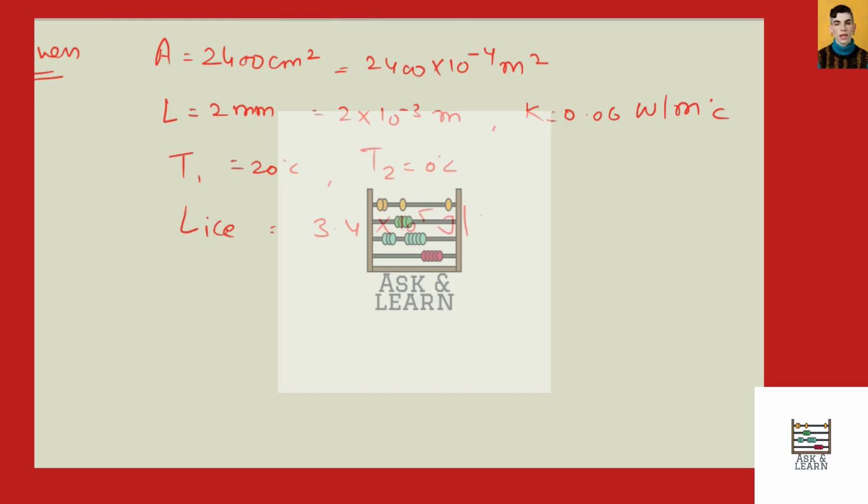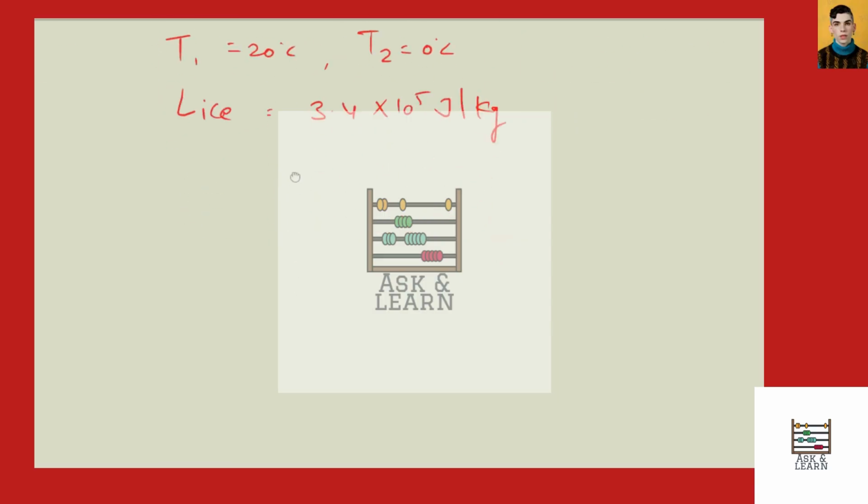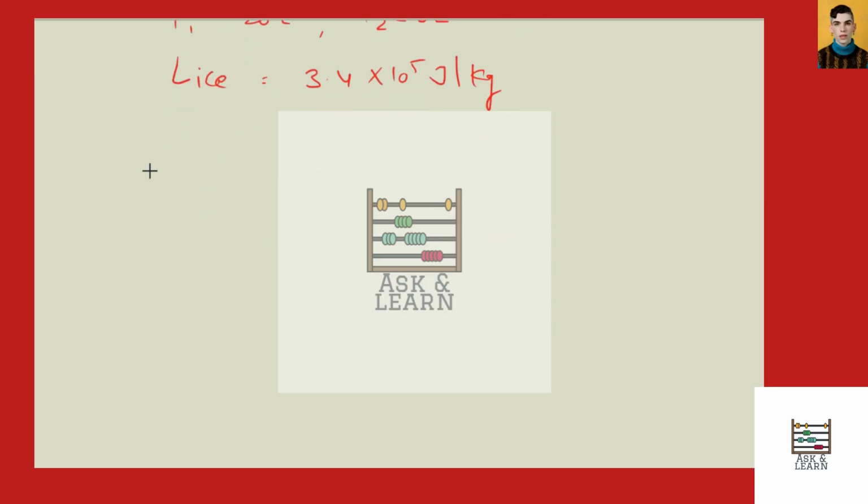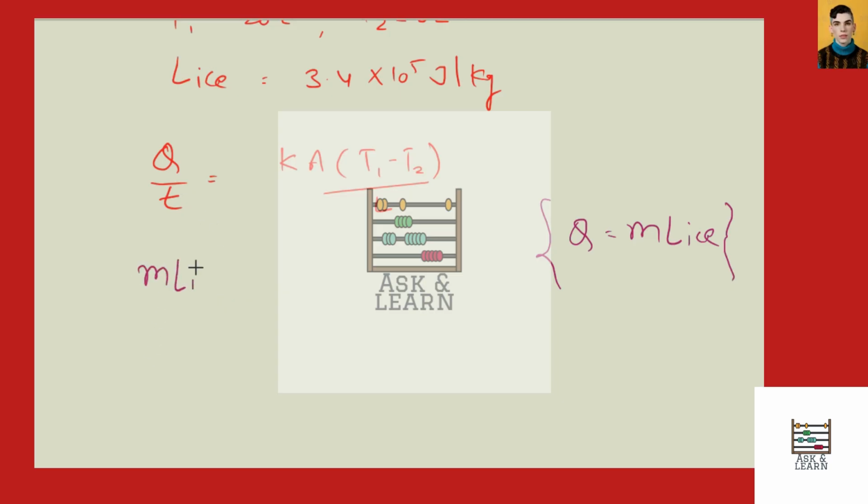We are given the value of latent heat of fusion for ice, that is 3.4 into 10 to the power 5 joule per kg. Now we know that the rate of heat flow is given by Q by T is equal to K A into T1 minus T2 by L, and this Q is given by mass into latent heat of fusion of ice. Now put the value of Q, so this is M L of ice upon T is equal to K A into T1 minus T2 upon L.